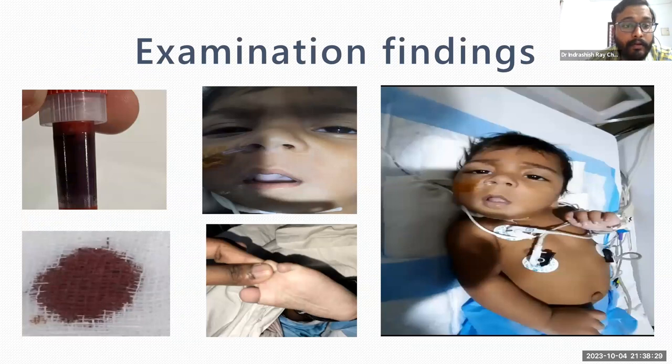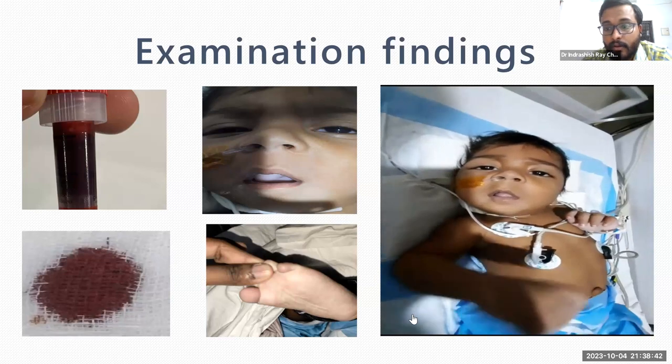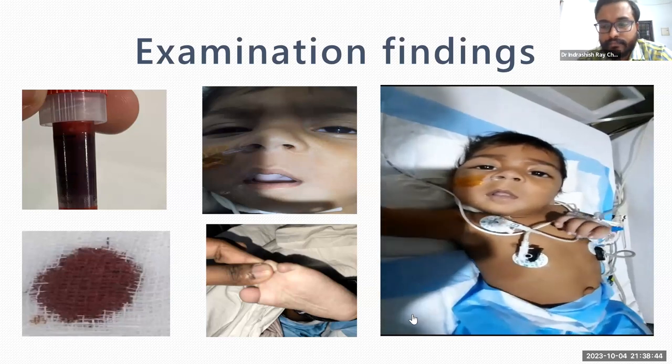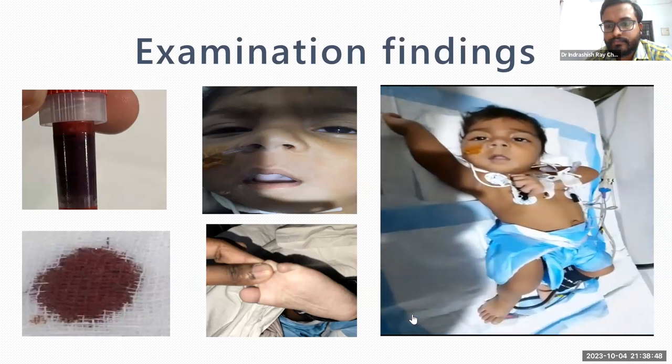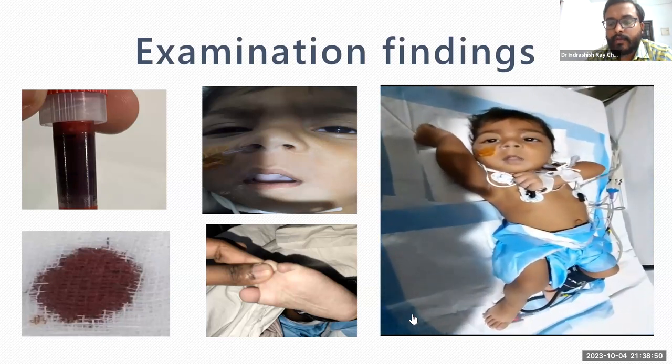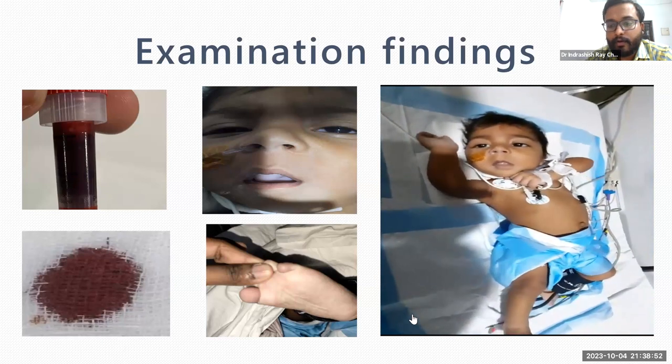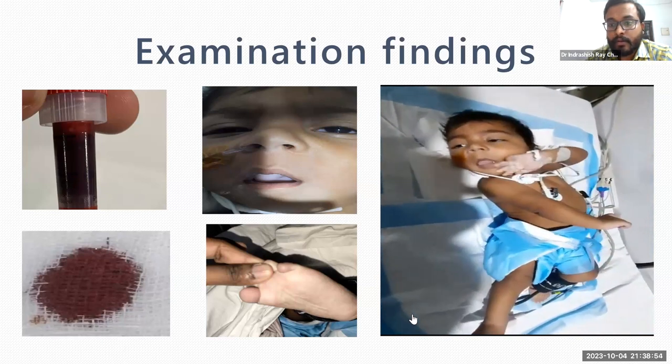So these are the pictures of the child we are treating now. You can see cyanosis. There is chocolate brown colored blood, and this is a video of the dystonia. You can see some involuntary movements in the tongue also.